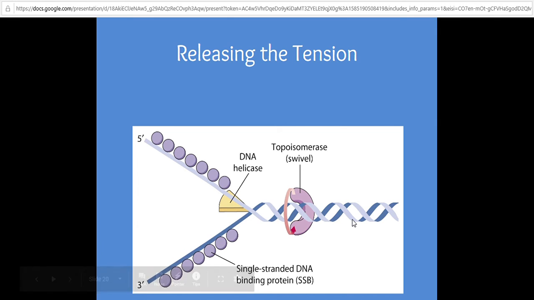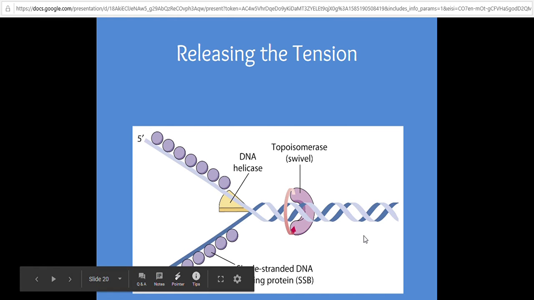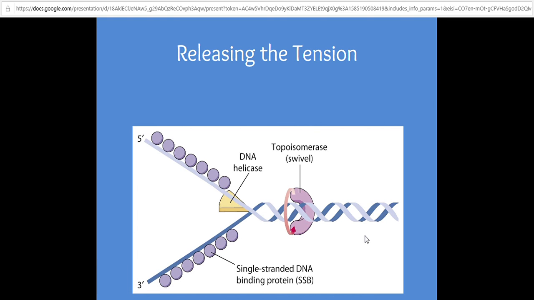Now, each exposed DNA strand is susceptible to coiling back on itself, as it is unstable, and it is held stable by the SSB, or the single-strand binding proteins, which basically help keep it from coiling back on itself.